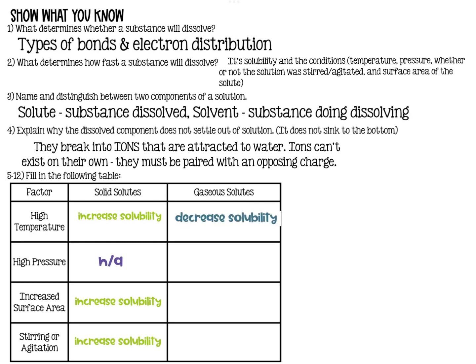Gaseous solutes decrease their solubility in high temperatures because they will have a higher vapor pressure. However, high pressures increase the solubility of gaseous solutes. Surface area does not apply to gaseous solutes' solubility. Agitating a gaseous solute will actually decrease its solubility.